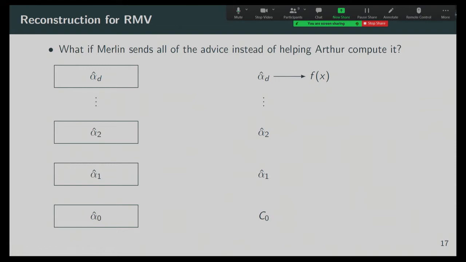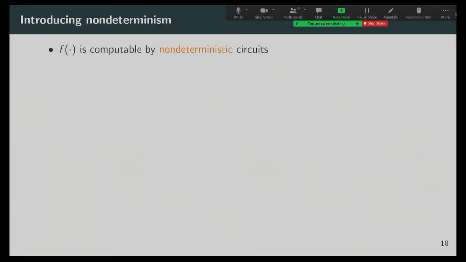All of this can be done in parallel, and then we output f of x. And like I mentioned, up until now, function f computable by deterministic circuits, right? What if the circuits are non-deterministic? What do we do in this case? First, a very simple observation is that we can pull the non-determinism out, right?